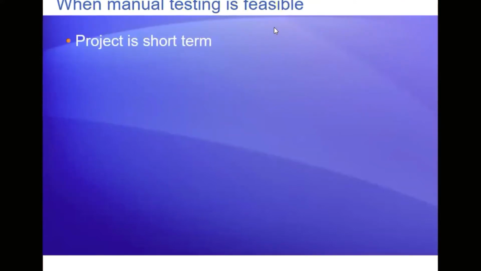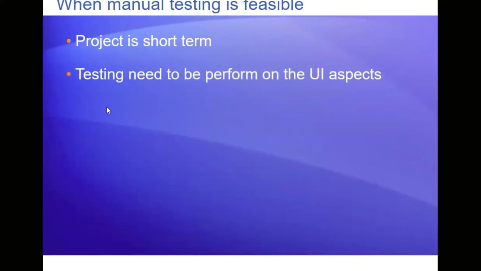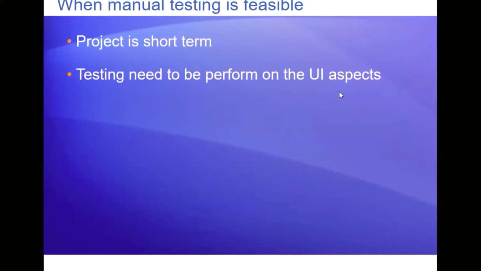What is manual testing? When is manual testing feasible? If the project is short term, then I'll go with manual testing, because we need to spend time on writing our scripts, right? That's why if a project is short term, then automation testing is not feasible. Then we'll go with manual testing only. Testing that needs to be performed on the UI aspects, like usability, fonts, colors, we need to verify those things. We'll go with manual testing.